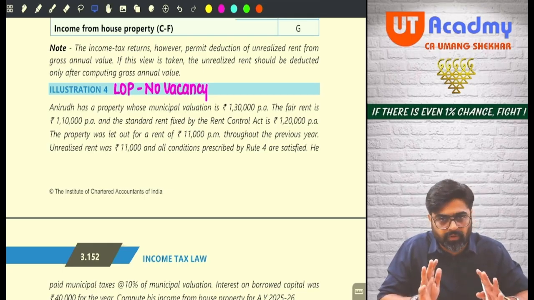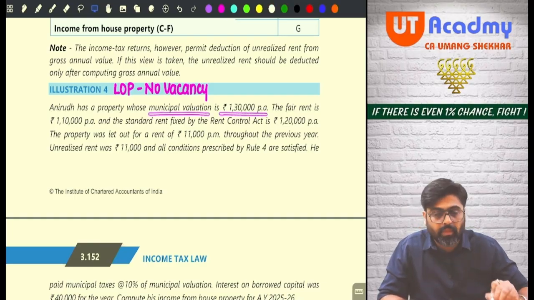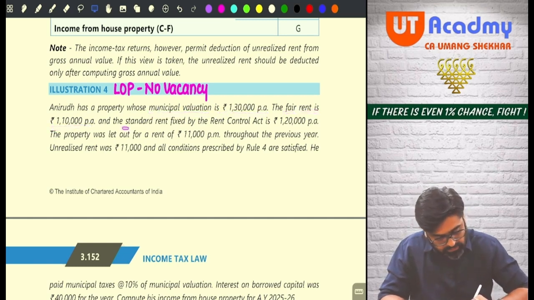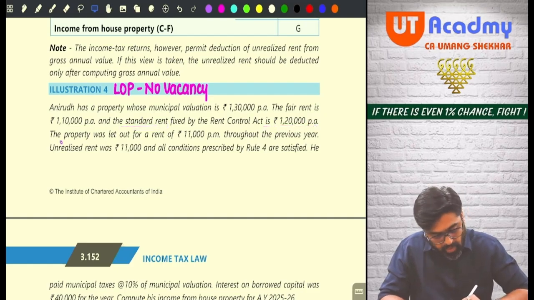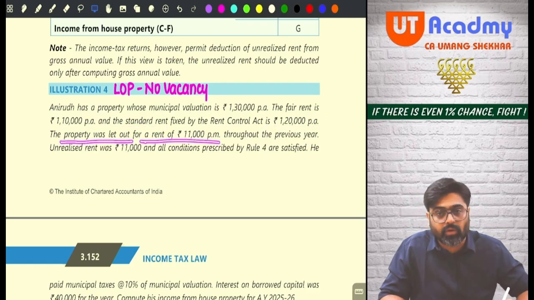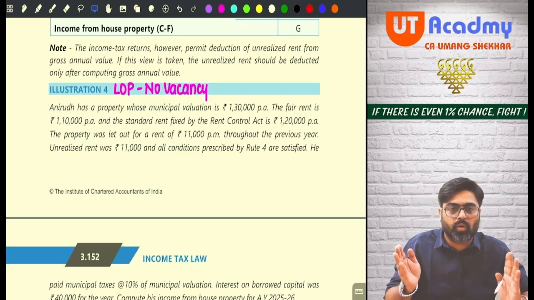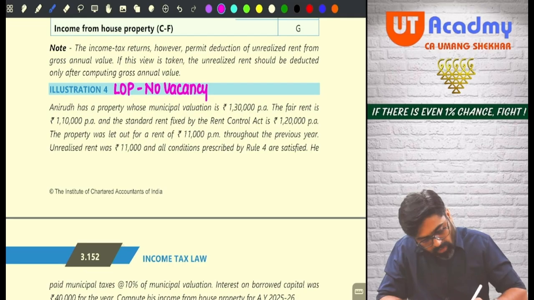First question I am solving with you, okay? Come on, see. Anirudh has a property whose municipal valuation is 1,30,000 per annum. Fair rent is 1,10,000 per annum. Standard rent is 1,20,000 per annum. Property was let out for a rent of 11,000 per month throughout the previous year, meaning that from April to March the property is let out. Can I say the status of the property is LOP?